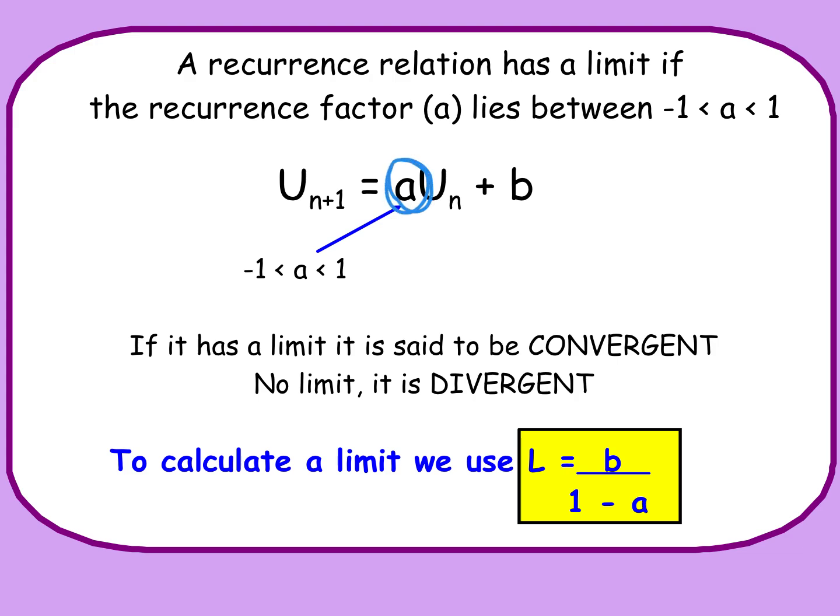If a question asks you to prove whether or not a limit exists, you look at that number first. If it is between 1 and -1, then a limit exists, and that's literally what we write. So if it has a limit, we'd say it's convergent, it converges to a final answer. If there's no limit, it's divergent, it just keeps going off. And then we have this limit formula.